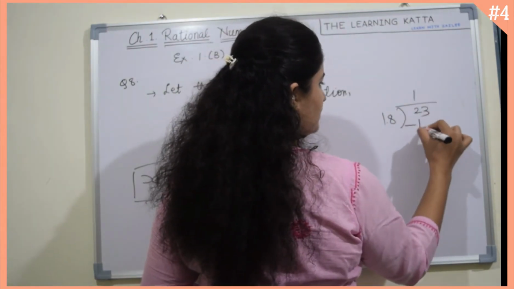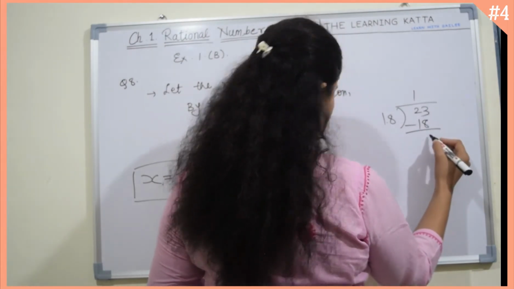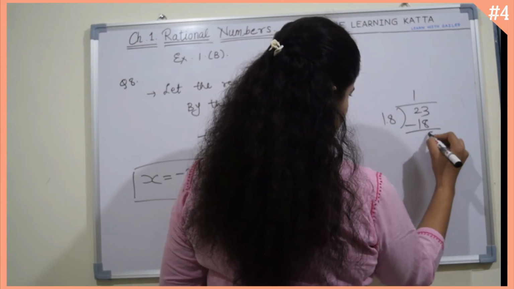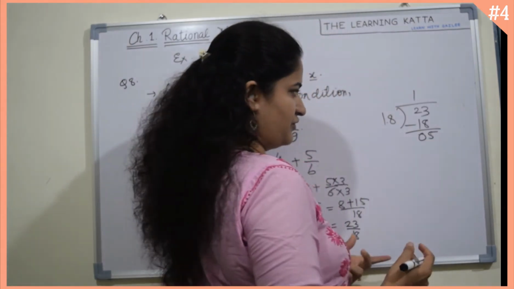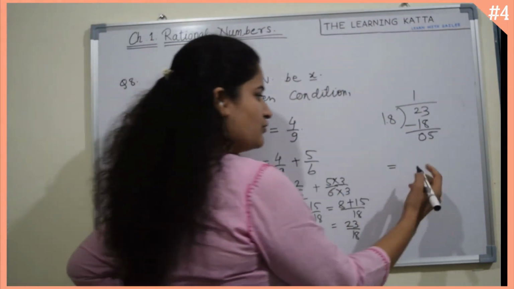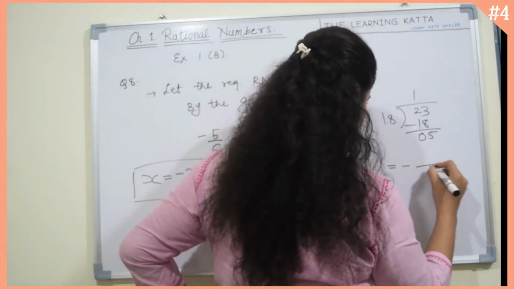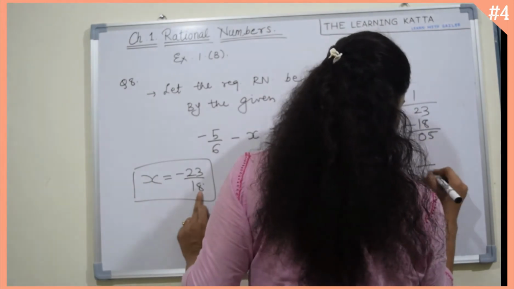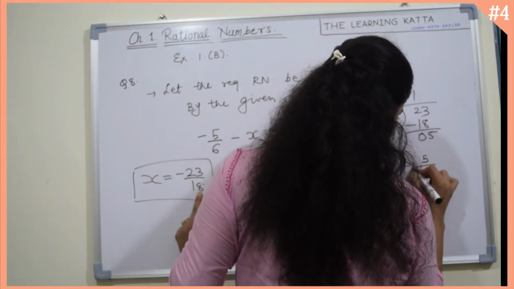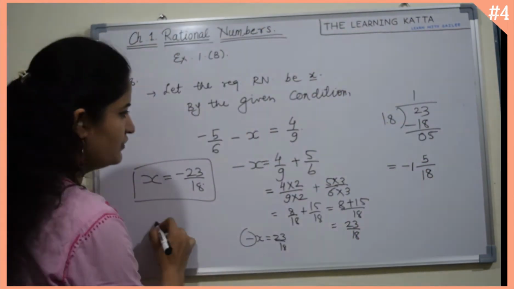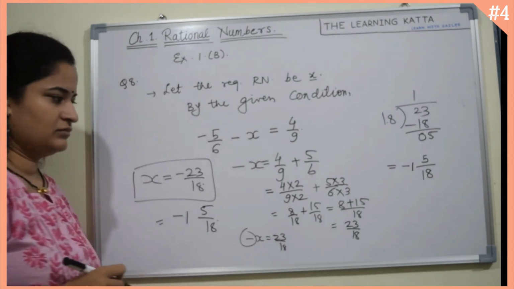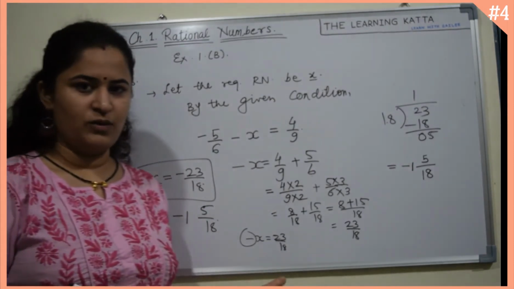So 18 ones are 18. 5 is the difference. How will you express it? Now it has a negative sign, so I'm going to write a negative sign here. What is the denominator for us? It is 18. Remainder comes here and quotient comes here. So this can be written as minus 1 integer 5 by 18. That's it. These are some word problems from the exercise.